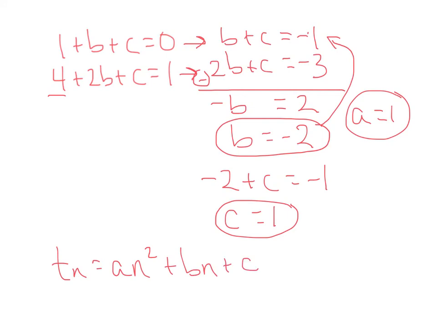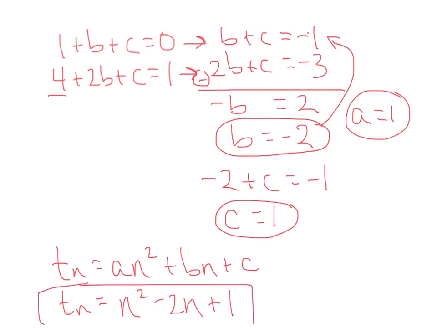So I have to fill in my different values. So it's t sub n equals a is 1, so I can just leave that, plus bn, which would end up being minus 2n, plus c, which is plus 1. So this is my general formula for finding the terms in that sequence that I gave you.